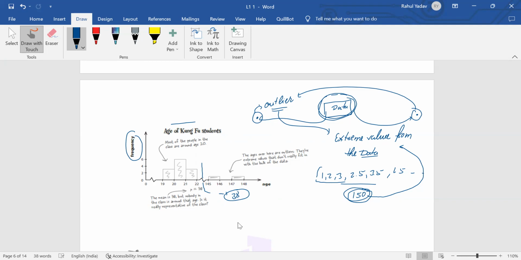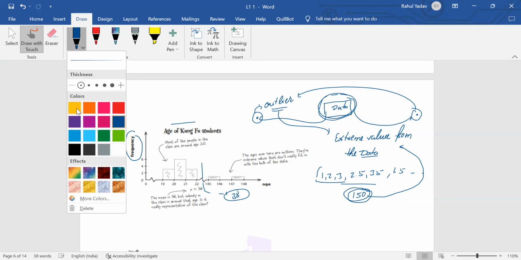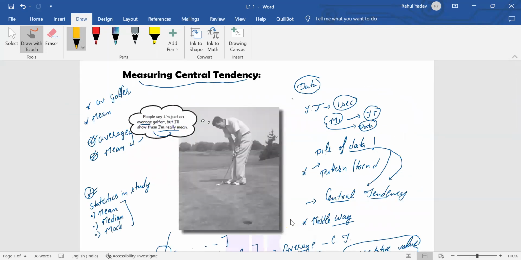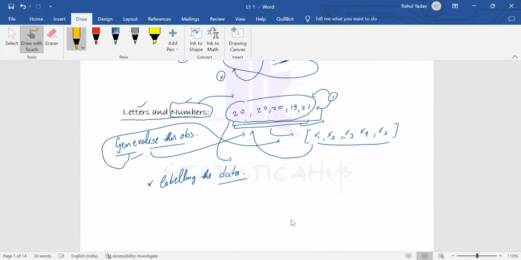Now let's see how this value acts in our particular data. If I take up something like this, I have two extreme values in this particular case.